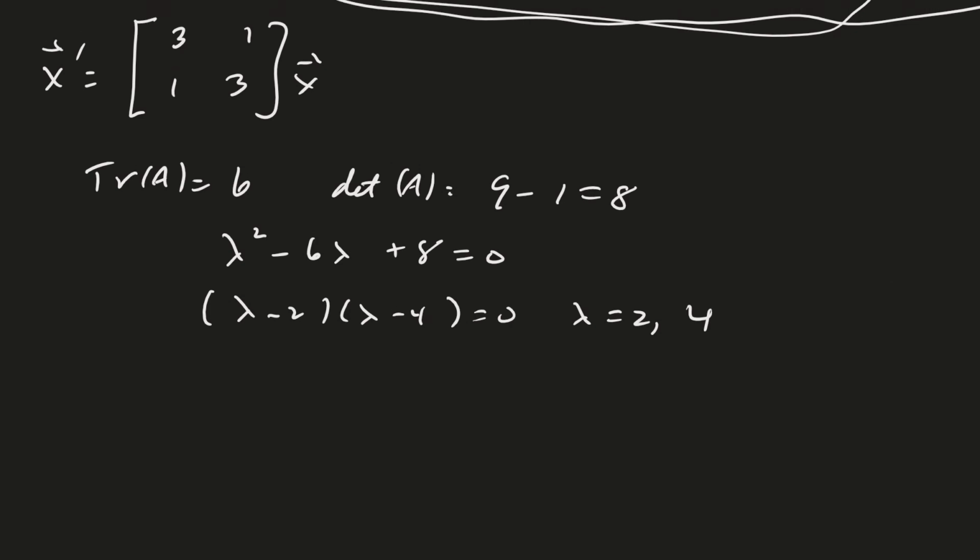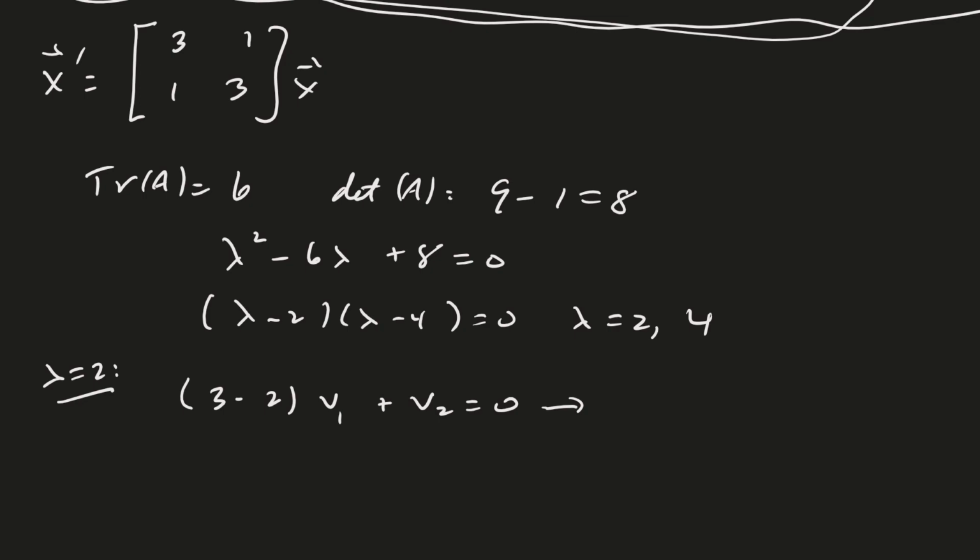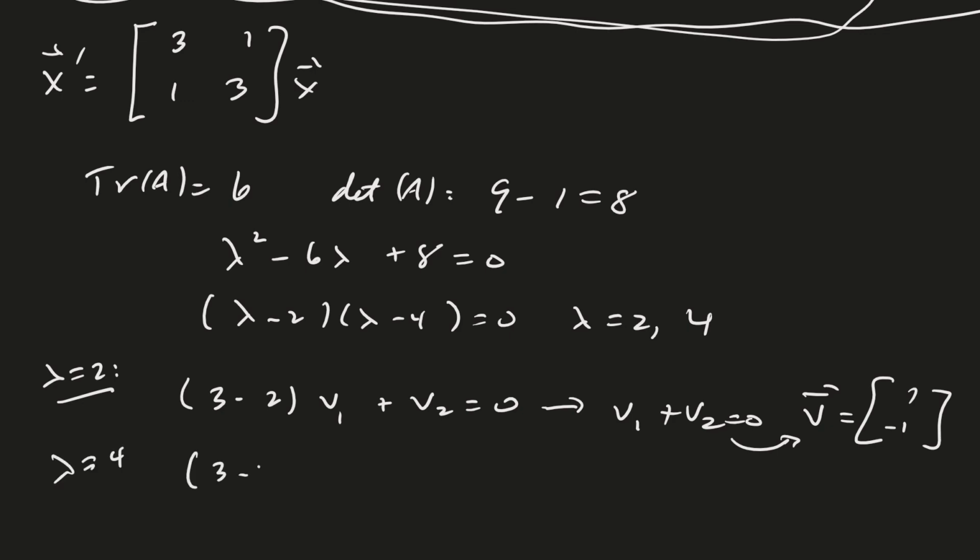And now for lambda equals 2, we find an eigenvector. And so that's going to be 3 minus 2 times v1 plus v2 equals 0. And remember, this is my shortcut. I'm not going to bother with the second equation, although you could write it down. This is v1 plus v2 equals 0, or v equals 1, negative 1. Do you remember our shortcut for that? It's good to remember the shortcut. And so for lambda equals 4, we have 3 minus 4 times v1 plus v2 equals 0, which is minus v1 plus v2 equals 0. And so my vector there is going to be just 1, 1.